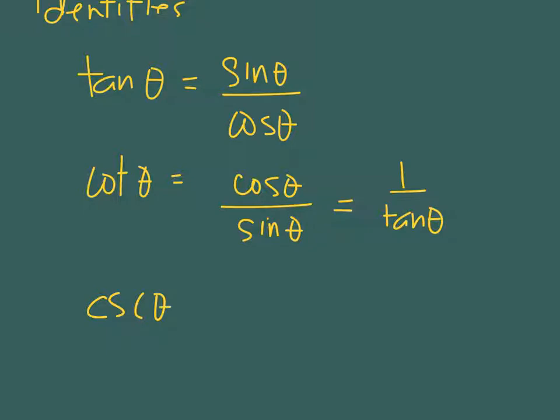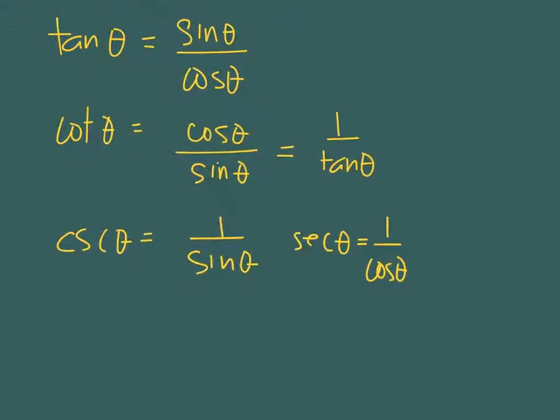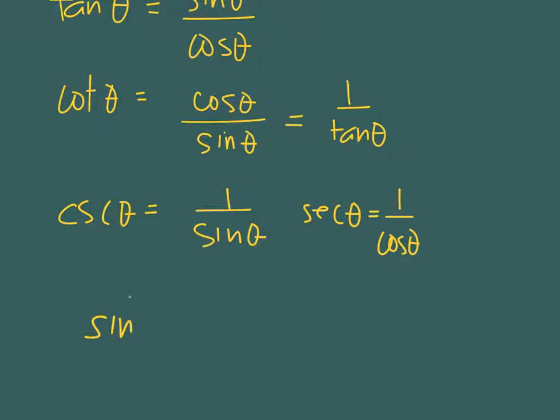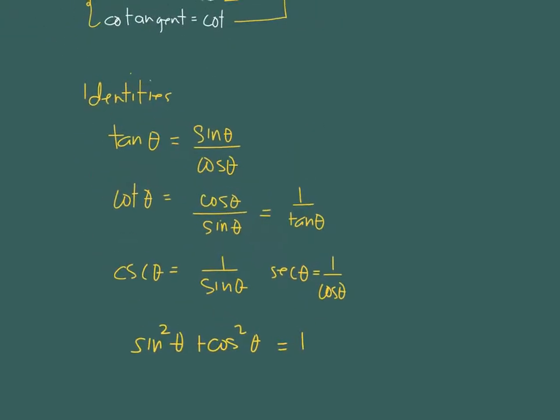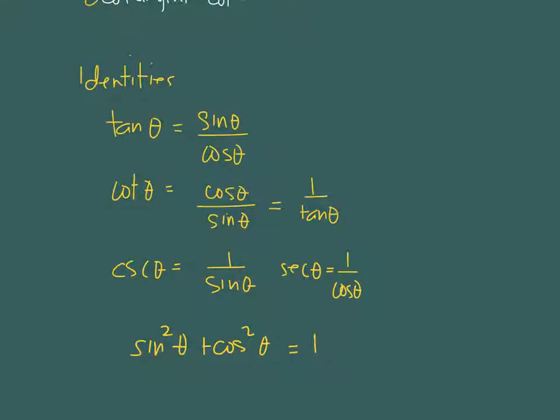Cosecant theta, as we mentioned, is 1 over sine. Secant theta is 1 over cosine theta. And in some cases, we might need sine squared theta plus cosine squared theta is equal to 1. And I will just introduce the others when we need them in a problem. But the basic ones are these, the fundamental identities.